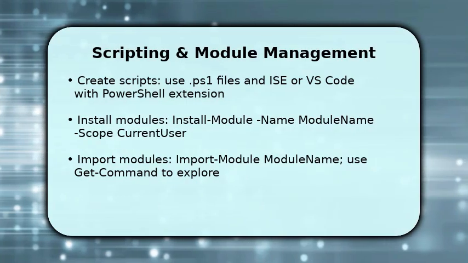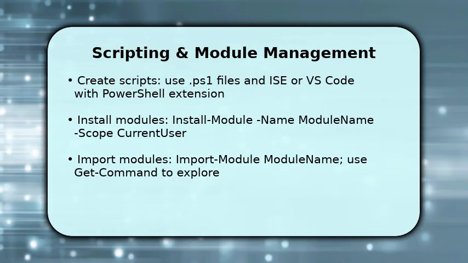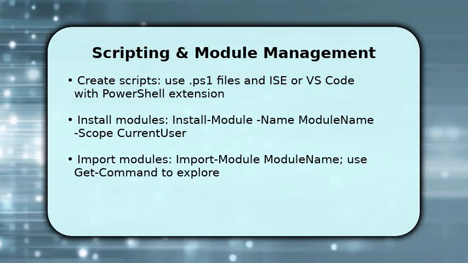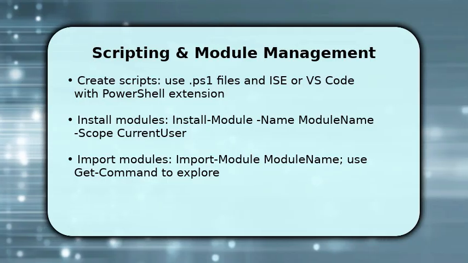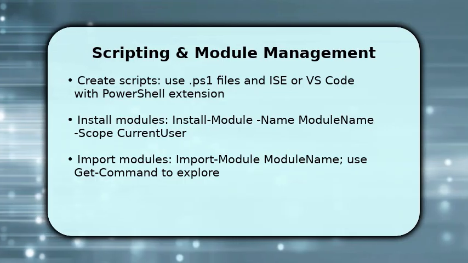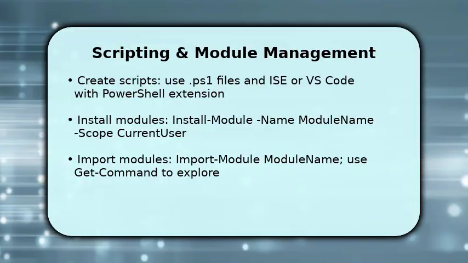Now you build capability. Create .ps1 files in VS Code with the PowerShell extension to get linting and IntelliSense. You can install modules from PSGallery using Install-Module -Name -Scope CurrentUser. Use -Force sparingly. Once installed, Import-Module -Name and verify commands with Get-Command -Module -Name.